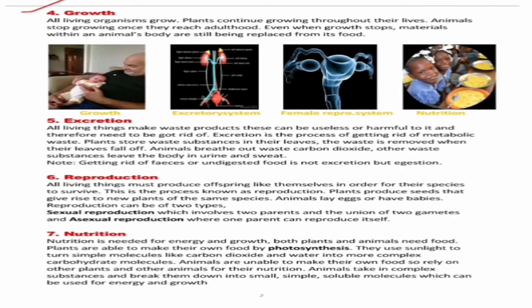The next character is growth. All living organisms show growth. If you look here, you can see a baby and maybe the grandfather, which means from the younger generation to the older generation, all living organisms show growth. Plants continue to grow throughout their life, but animals stop growing once they reach adulthood. That means in the case of plants, growth is unlimited. In the case of animals, growth is limited.